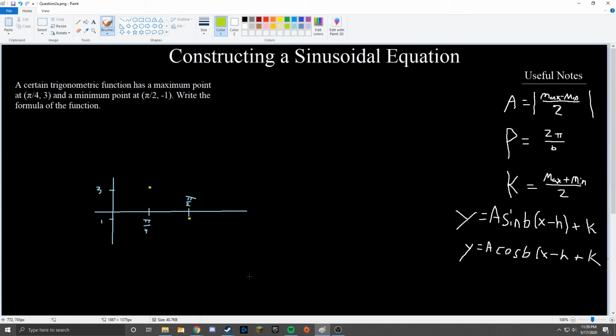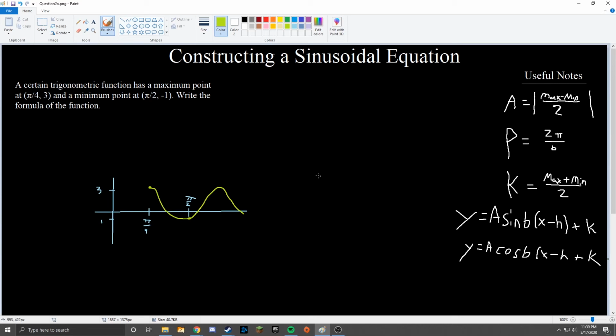So now that we've got that, we're going to want to connect them. And since we know that this is sinusoidal, it's going to follow the little wavy pattern. That's all right, it doesn't have to be perfect. Okay, so now that we've got that graphed, we'll probably just go ahead and make some predictions.